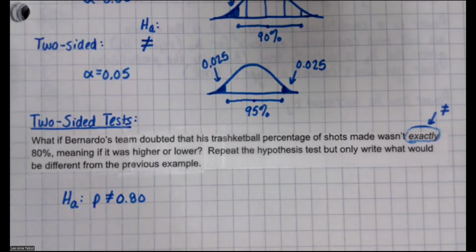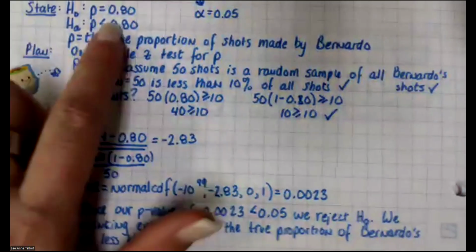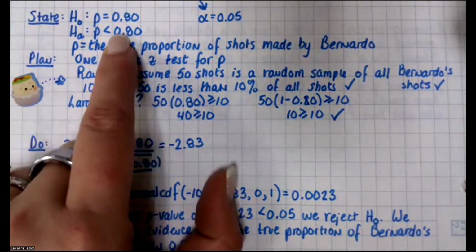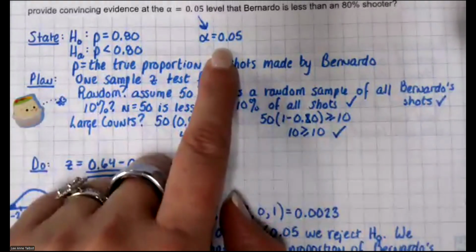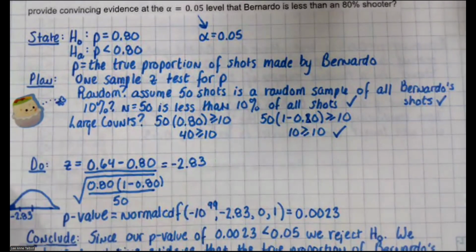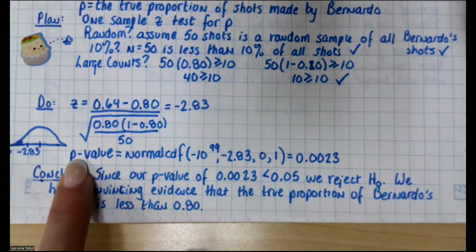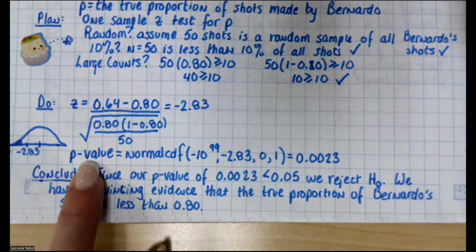Okay, now looking back through the problem real quick, this wouldn't change. This would change. This wouldn't change. This wouldn't change. None of the conditions would change. The z-score would not change, but the p-value will change. Okay, so write it out.